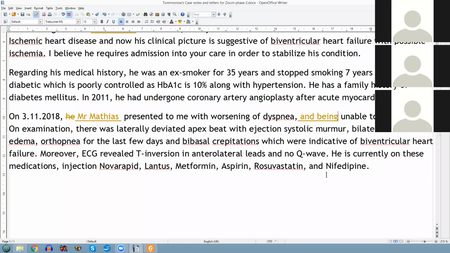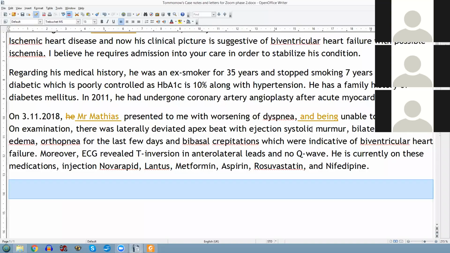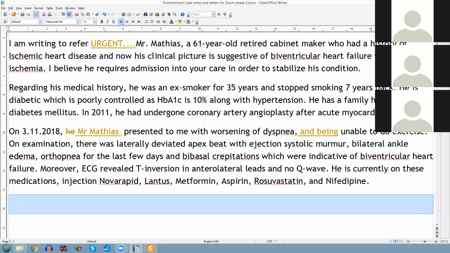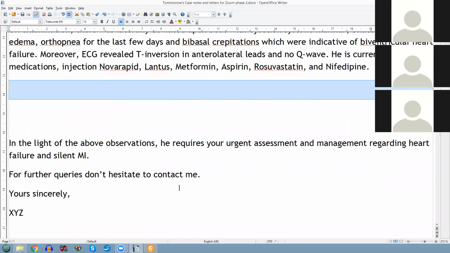Because if you just leave that, I'm being able to do exercise. Okay, so that's more like a proper sentence. Examination, there's what will do. It's just like a bit long. ECG, currently medications. Okay, so I would have put the medical history underneath that. Graduate assessment and measurement currently heart failure.